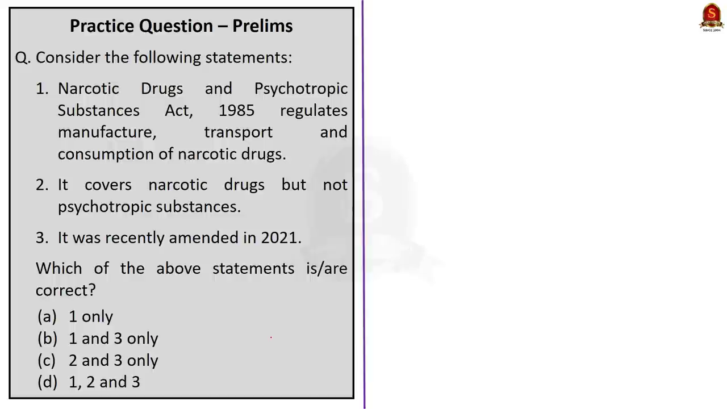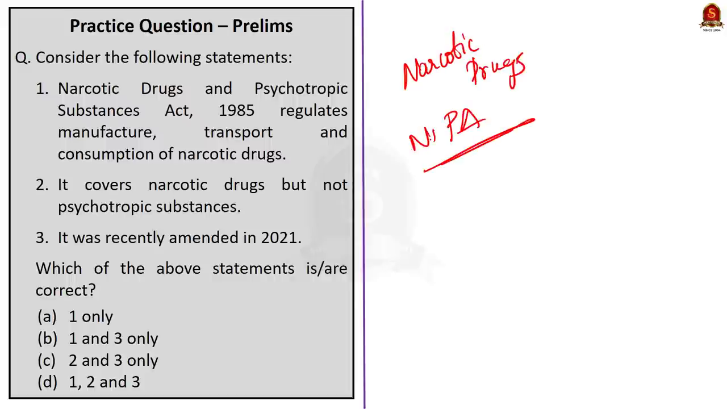Now moving on to the last question. See, this question is regarding our discussion on Narcotic Drugs and Psychotropic Substances Act. Okay. So it is a three statement question. Whenever three statements are given, try to apply elimination technique. Okay. Now read the first statement. The Narcotic Drugs and Psychotropic Substances Act 1985 regulates the manufacture, transport and consumption of narcotic drugs. Yes, the statement is correct.